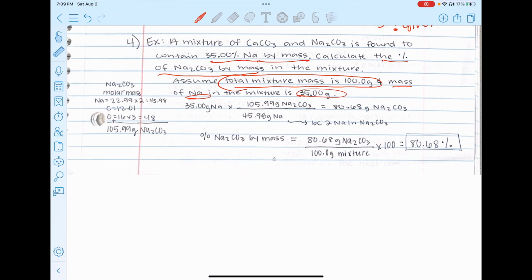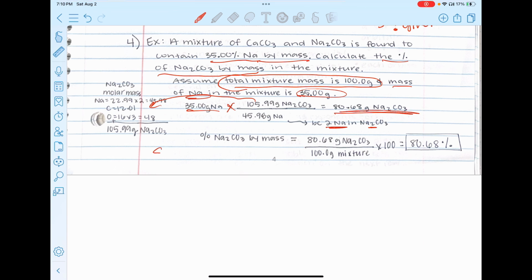So first I'm going to take my 35 grams of sodium. I'm going to set that up in a ratio here with 45.98 grams of sodium. Where did that number come from? Well, if you check your periodic table, sodium has a mass of 22.99. But I want you to remember there are 2 sodiums in Na2CO3. So I've got to multiply that by 2 to account for how much mass the sodium takes up. Now the total of sodium carbonate's molar mass from the periodic table is 105.99. I've shown you how to solve that here to the left. So in your calculator, 35 times 105.99, enter, divided by 45.98, you're going to get 80.68 grams of sodium carbonate.